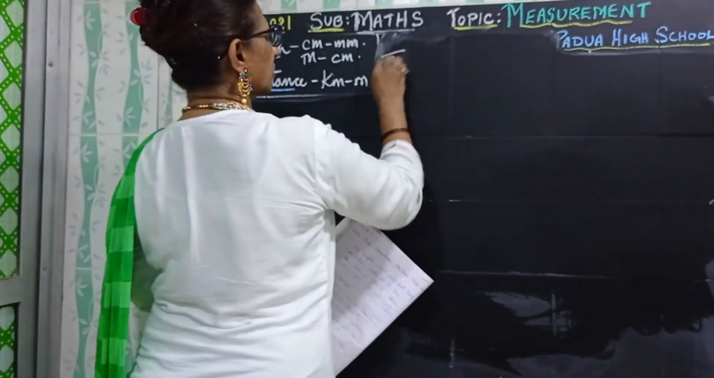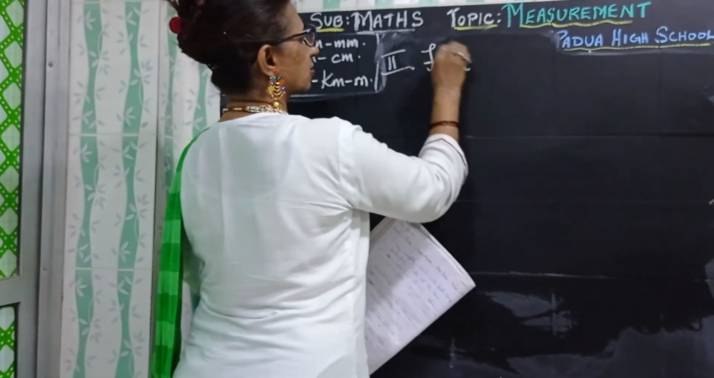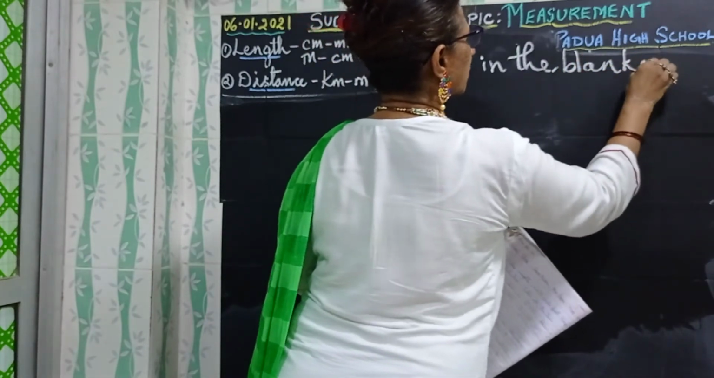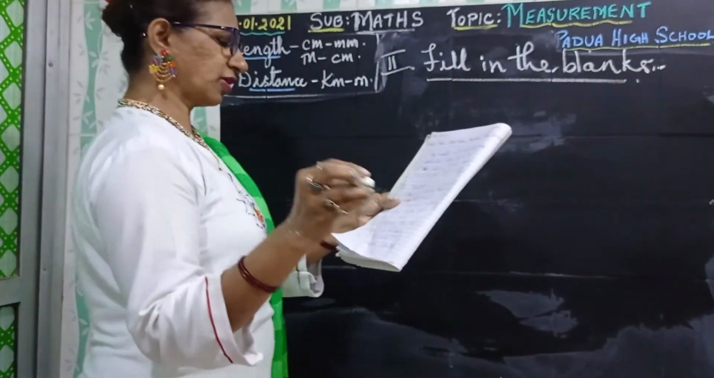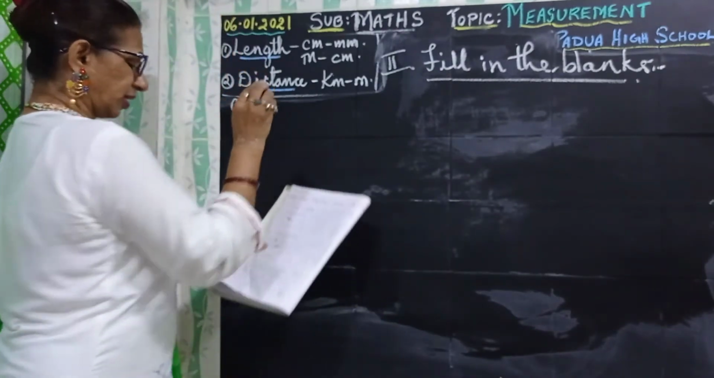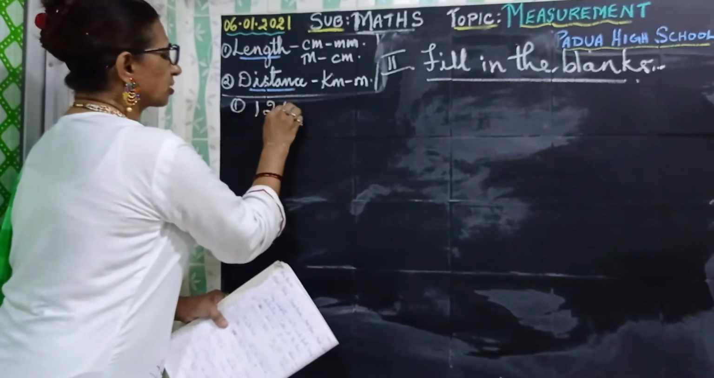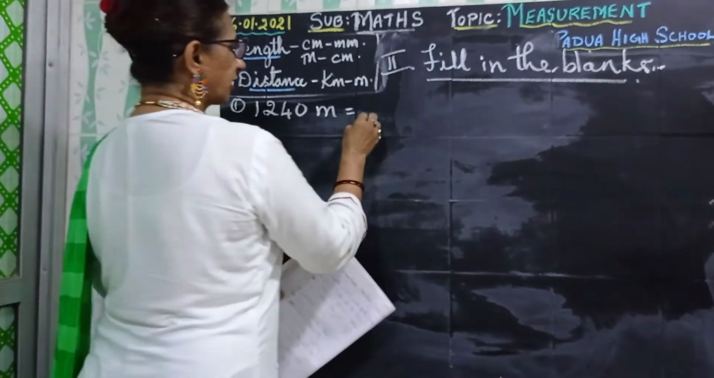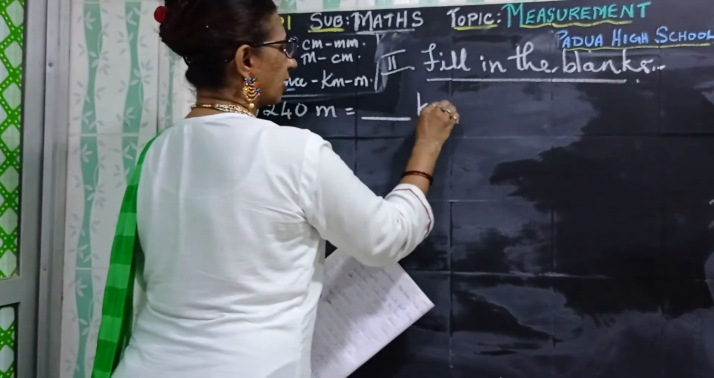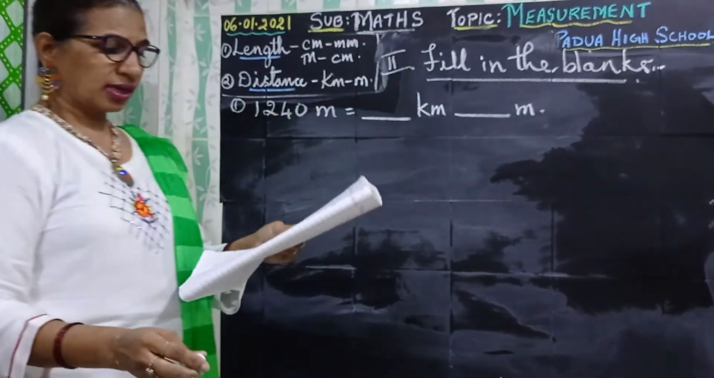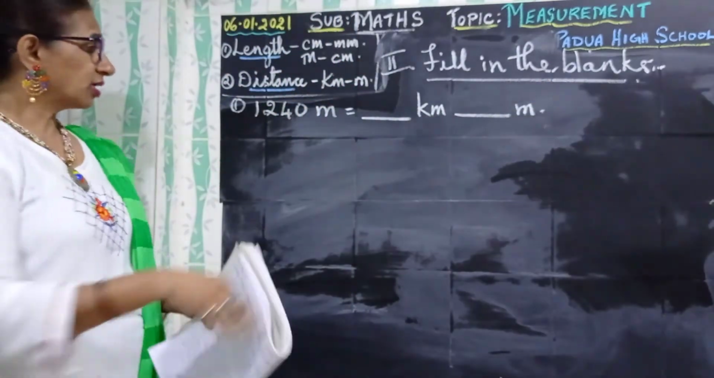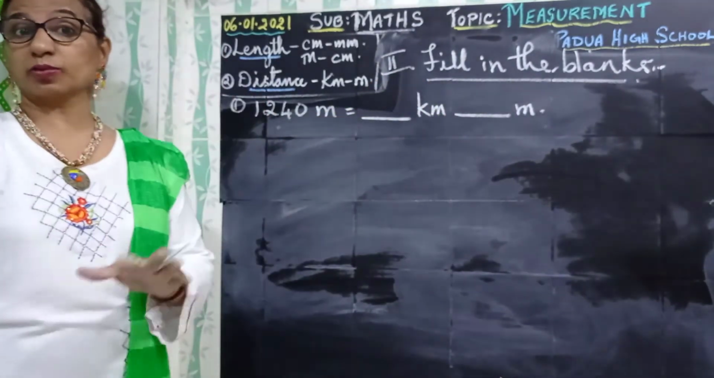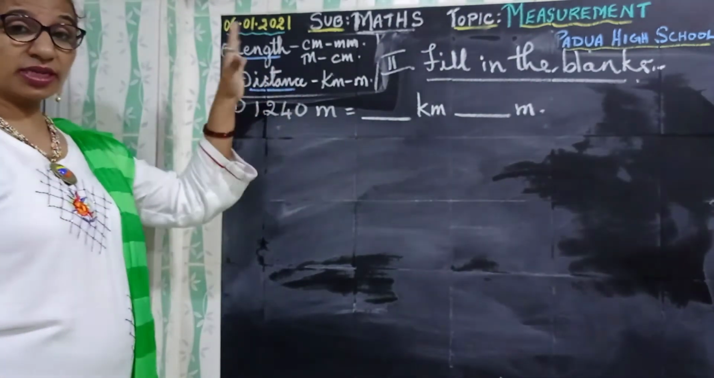Exercise 2. Fill in the blanks. Okay, so what is it? Let us see. Now the first fill in the blank you have is, children, 1,240 meters is equal to dash kilometers and dash meters. Now, how are you going to convert these meters into kilometers? First you were converting meters to kilometers. Now, you are converting kilometers to meters.